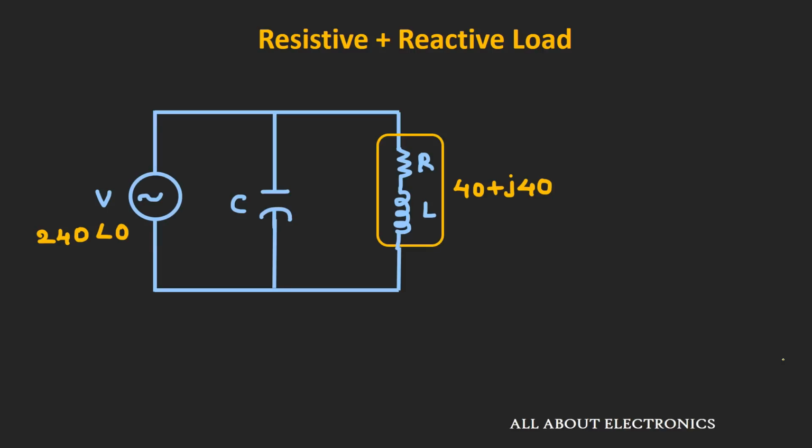Now for our case, let us find the value of the capacitor which will improve the power factor. Earlier we saw that for this circuit the power factor is 0.707, and let us say we want to improve the power factor to unity. Whenever we require unity power factor, the value of the net reactance should be equal to 0. That means the capacitive reactance should be equal to the inductive reactance. Now we know that the reactive power Q will be equal to V square divided by XL.